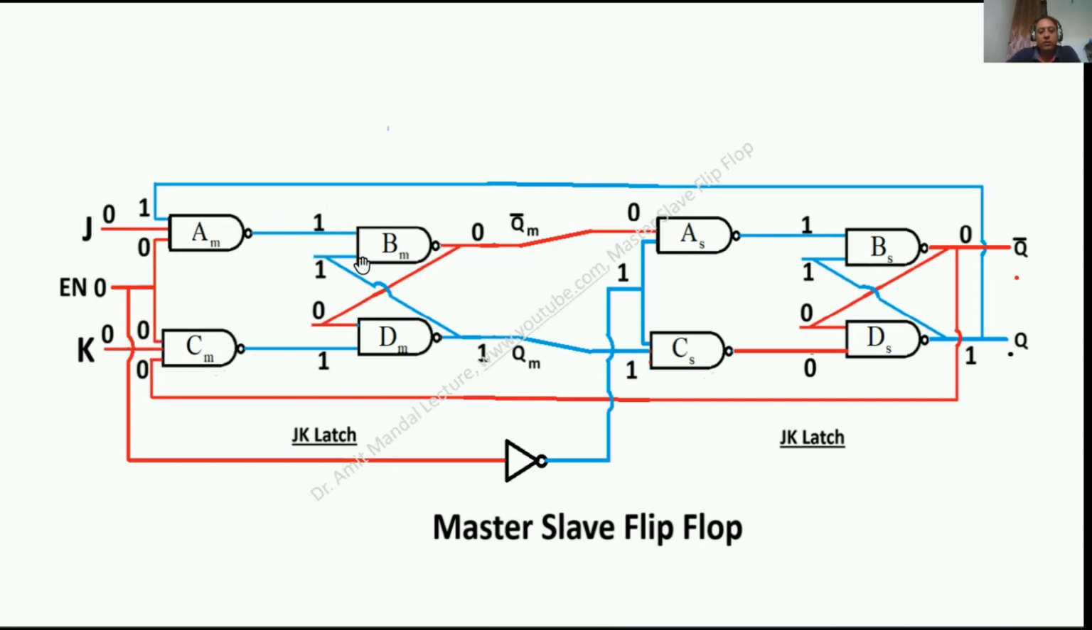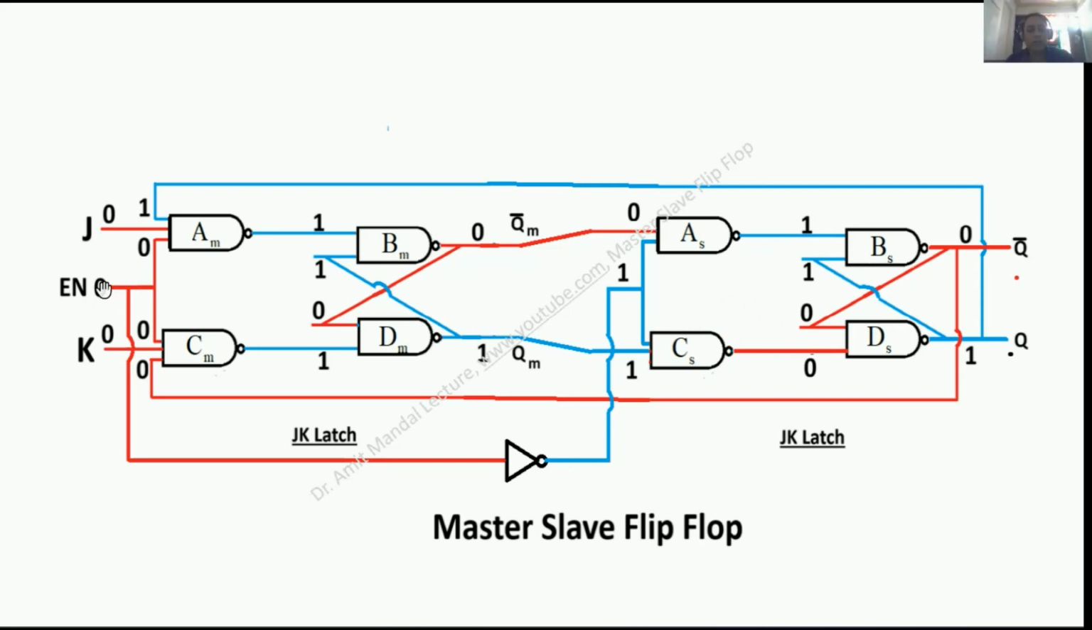So 1 and 1 going inside BM, so it is making 0 because both the inputs are 1. This 0 is feedback to DM. In case any one input is 0, then the output will be 1 for an AND gate. So this 1 is feedback of this BM. So 1 1 0 0 1 1. Right now it is in stable condition. Same way you can check this right hand side latch also.